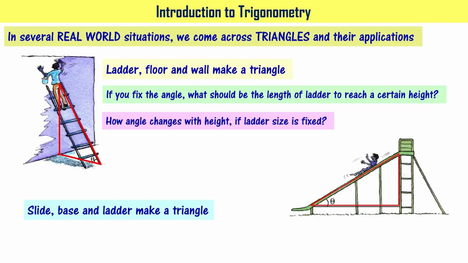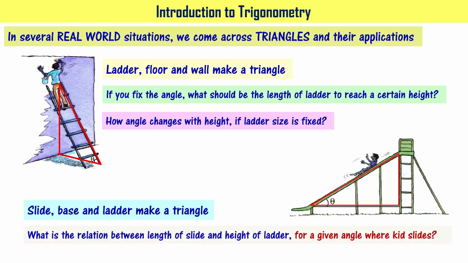The other thing here you see is slide, base and ladder make a triangle, right? I can imagine a question like this. What is the relation between length of slide and height of the ladder for a given angle where the kid slides? For example, when the angle is almost equal to 0 or close to 0, like 10 degrees or something like that, then the kid may not even slide. If it is about 90 degrees, about 80 degrees, then the kid may fall, right?